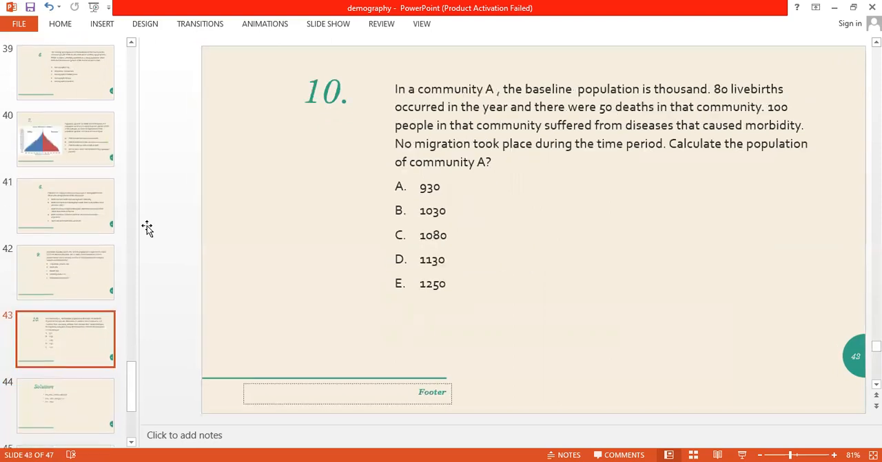In a community A, the baseline population is 1,000. 80 live births occurred in the year, and there were 50 deaths in that community. 100 people in that community suffered from a disease that caused morbidity. No migration took place during the time period. Calculate the population of community A. A is 930, B 1030, C 1080, D 1130, E 1250. B is the right answer.